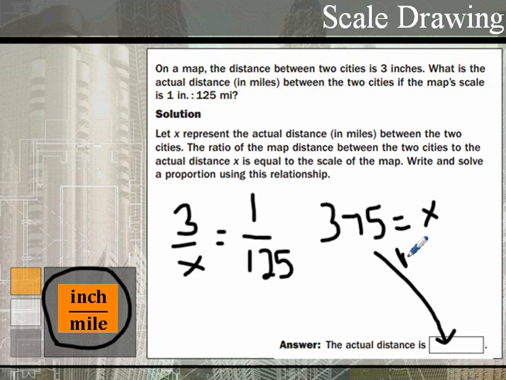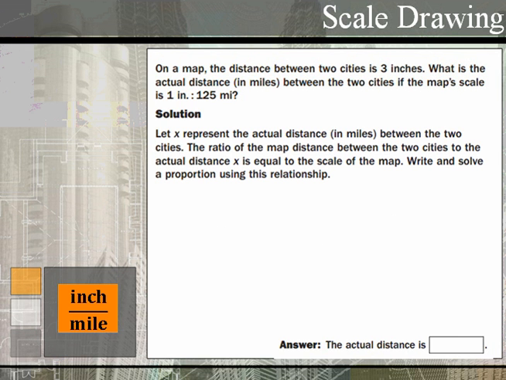75. Let me try to write this. I will get better at this as time goes, I'm sure. So 75 miles is what x is in real life. Go ahead and pause as you need to copy any of this down. I'm going to go ahead and clear the screen, and then I'm going to move to the next slide.